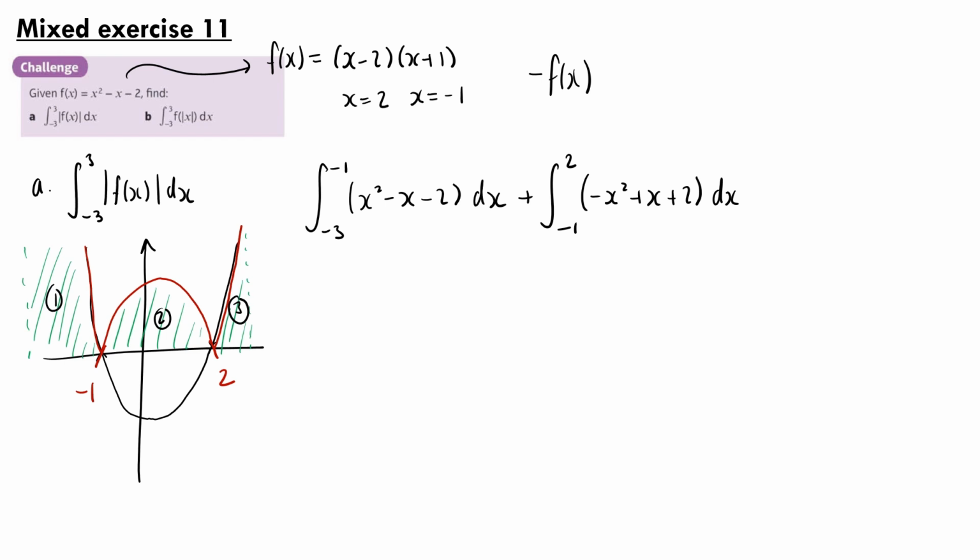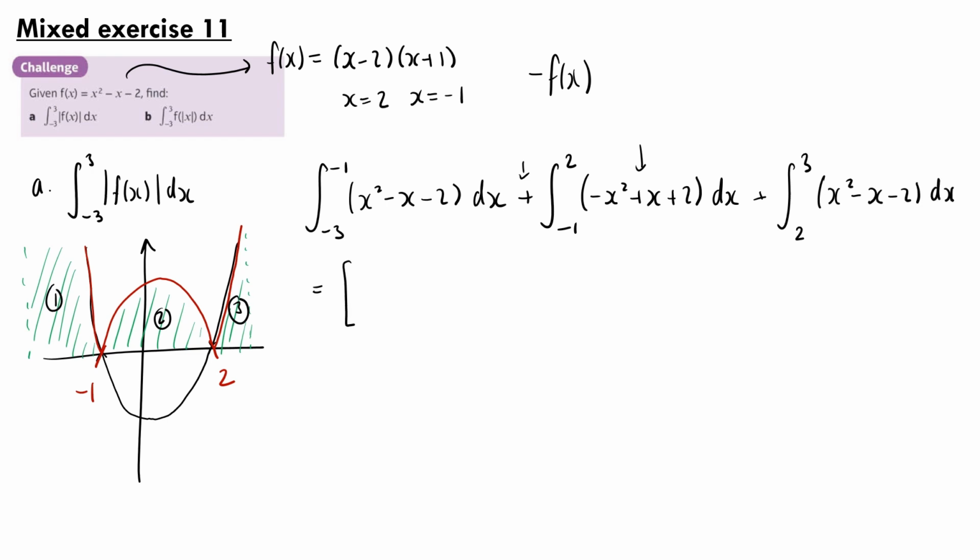Or we could have just taken away the integral from minus 1 to 2 of x squared minus x minus 2. Either way works just fine because we're essentially doing the same thing, just introducing a negative somewhere, whether it's outside here or inside the bracket. But let's go with that. And then finally, the last part is the third area, from 2 to 3 of the curve where it's positive. So we're keeping the same x squared minus x minus 2 dx.